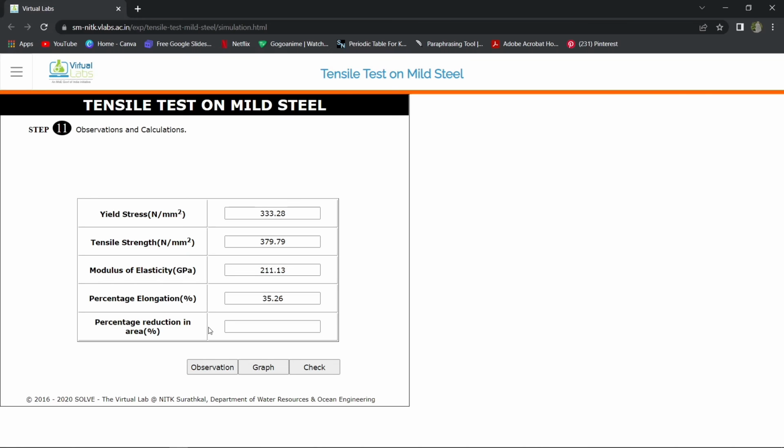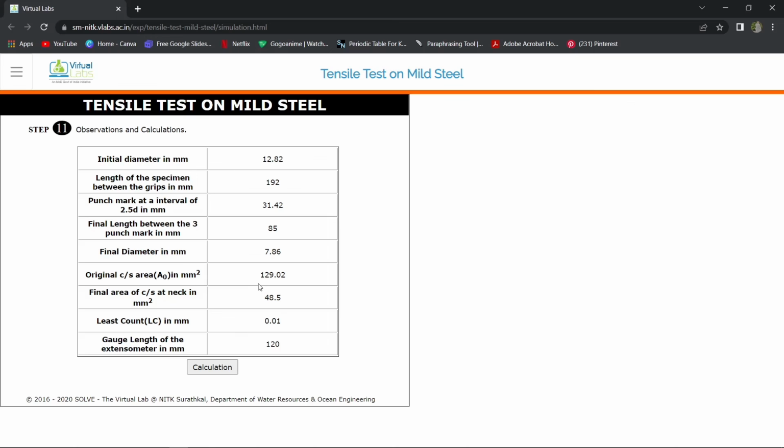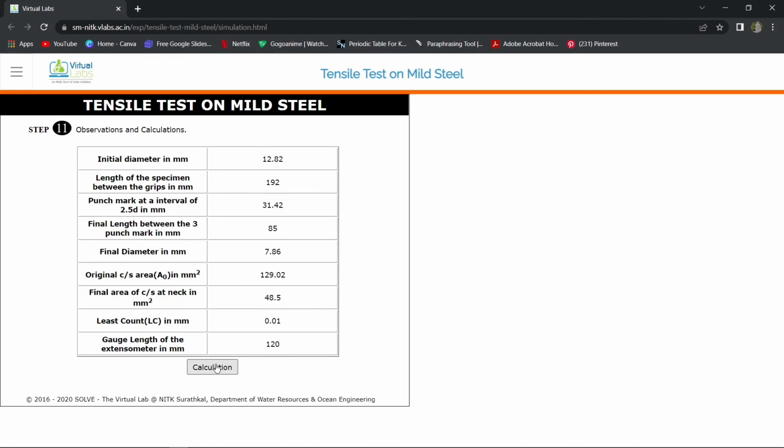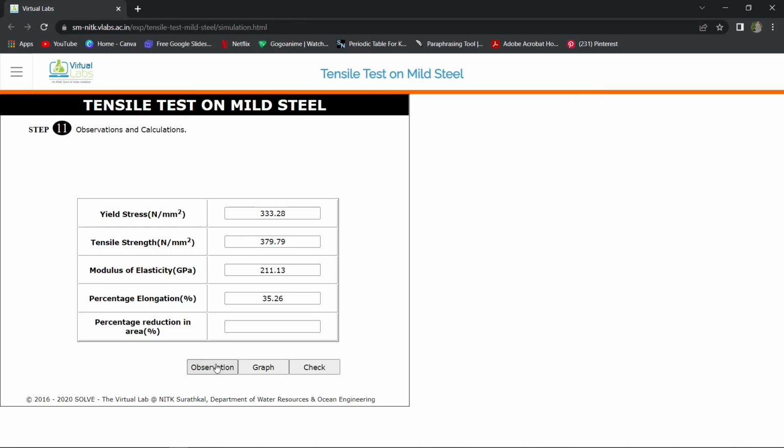The last one is percentage reduction in area, and the formula is the original cross-sectional area minus the final cross-sectional area, divided by the original cross-sectional area, times 100%. The value of the original area is 129.02, and the value of the final area is 48.5. Using the formula, we get the percentage reduction in area as 62.41.